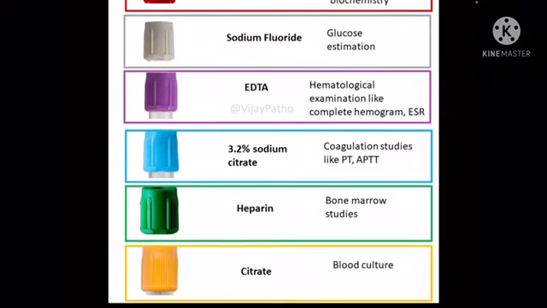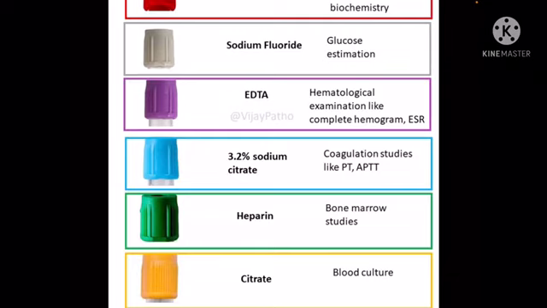Next one is the gray color, also called the sodium fluoride Vacutainer. The anticoagulant present in this Vacutainer is sodium fluoride, which prevents the blood from coagulation, and this Vacutainer is used for glucose estimation.